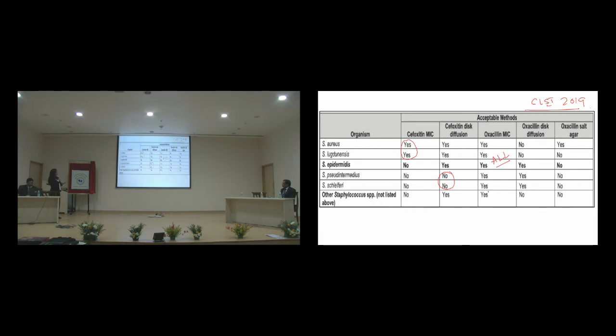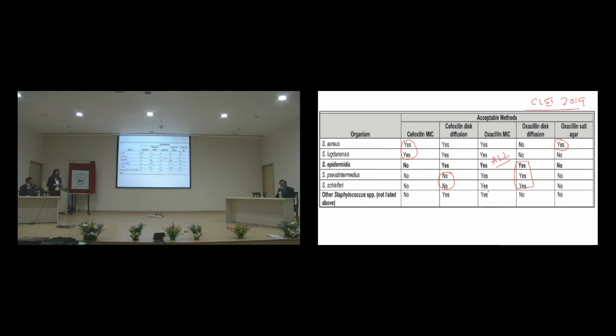Cefoxitin MIC can be used in Staph aureus and lugdunensis, not for other Staphylococcus species. Cefoxitin disk diffusion cannot be used for pseudintermedius and schleiferi. Oxacillin MIC can be used to detect resistance in all these Staphylococcus species. Oxacillin disk diffusion can be used for epidermidis, pseudintermedius and schleiferi. Oxacillin salt agar can be used only to detect resistance in Staph aureus.